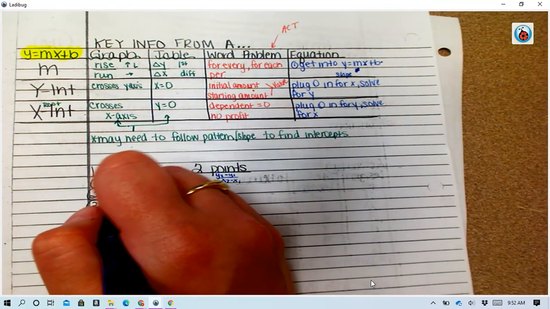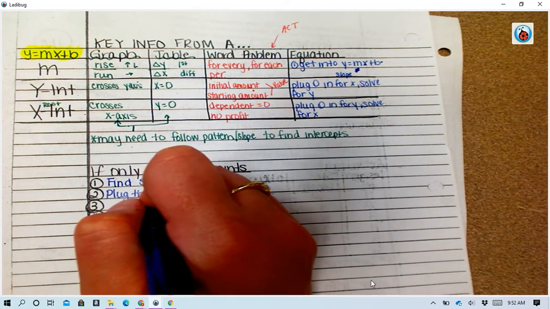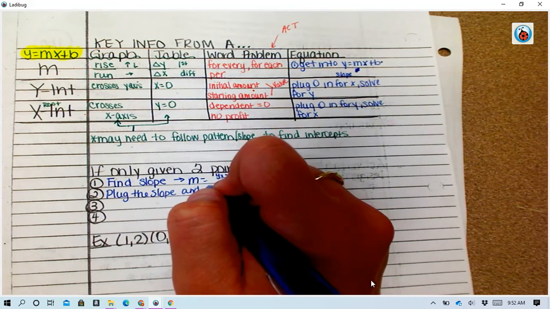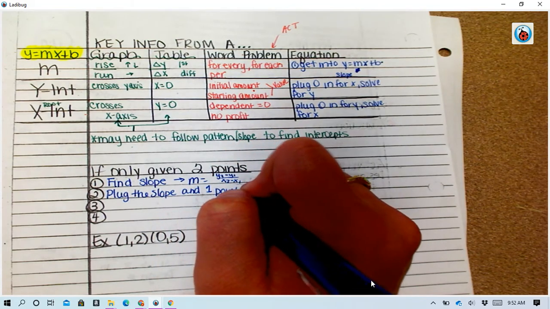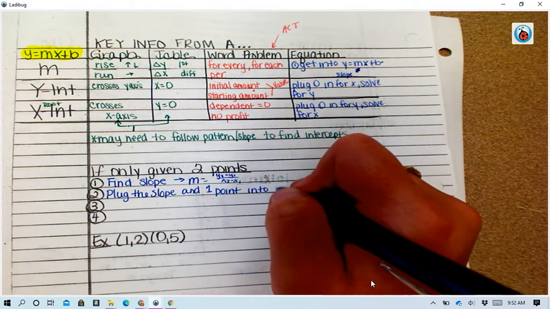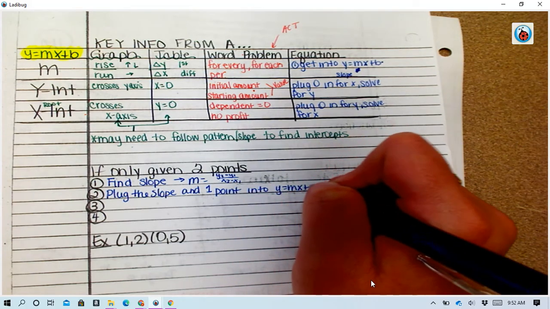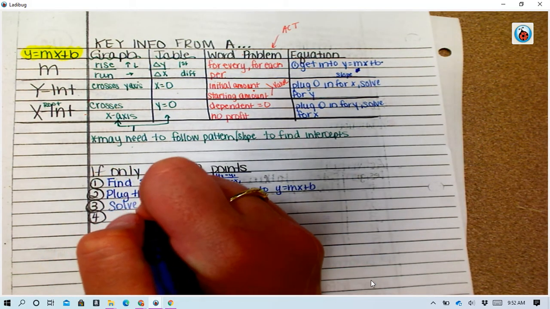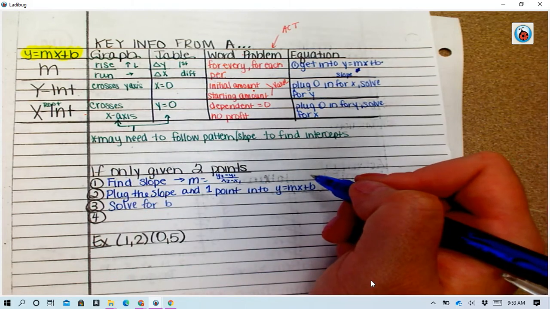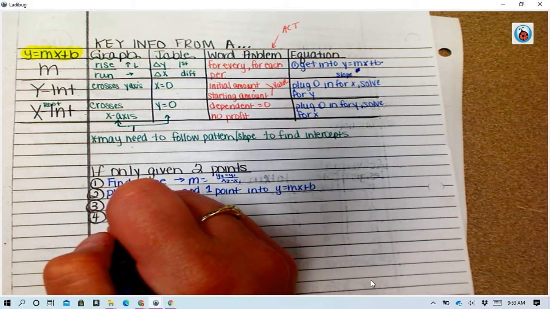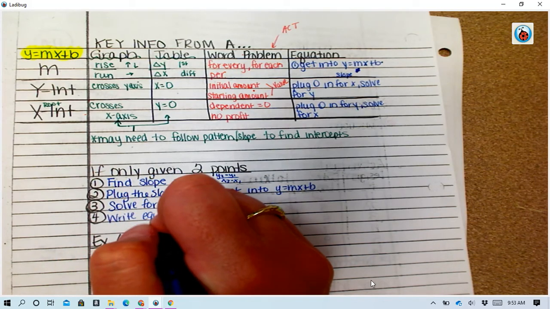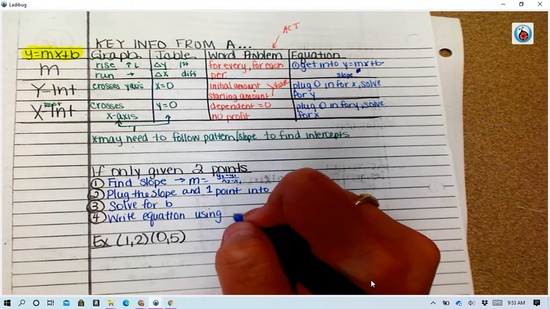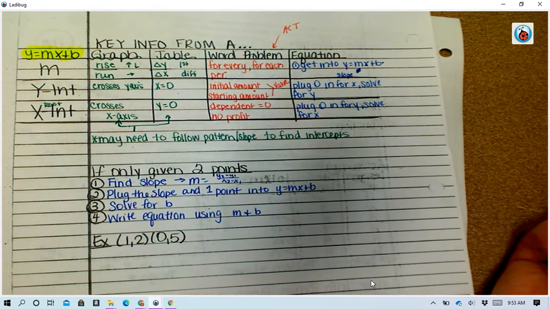Then you're going to plug the slope and 1 point into y equals mx plus b. You're going to solve for b. And then lastly, you are going to write your equation using the m value that you found and the b value that you found.